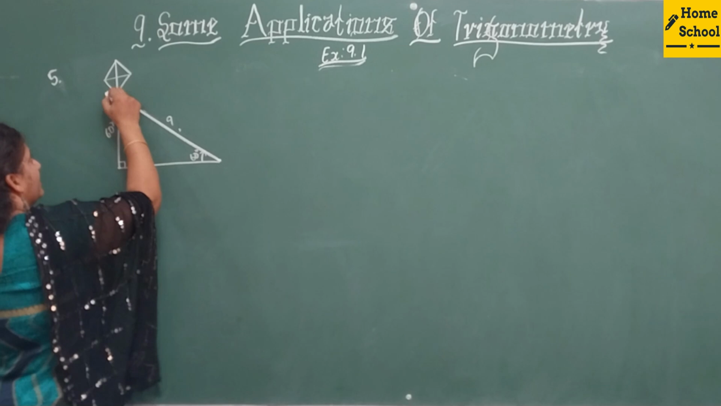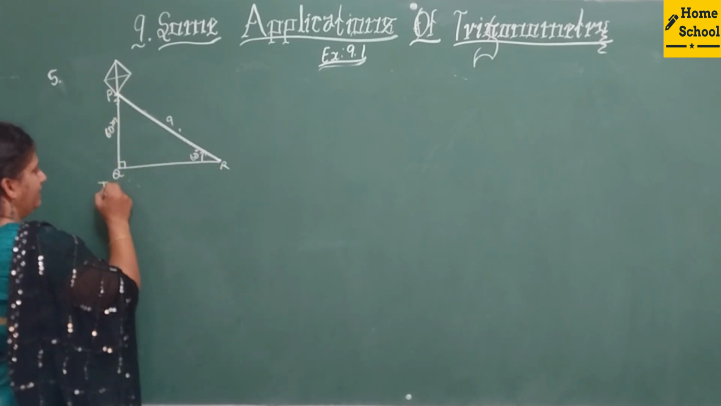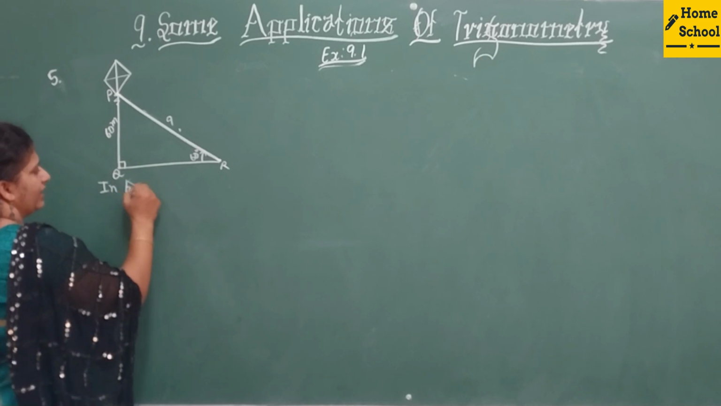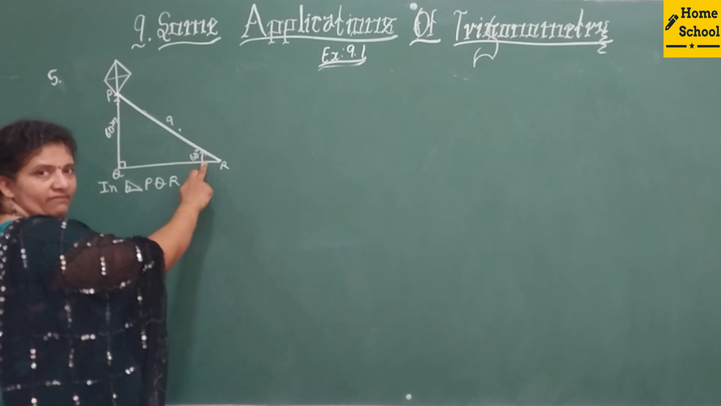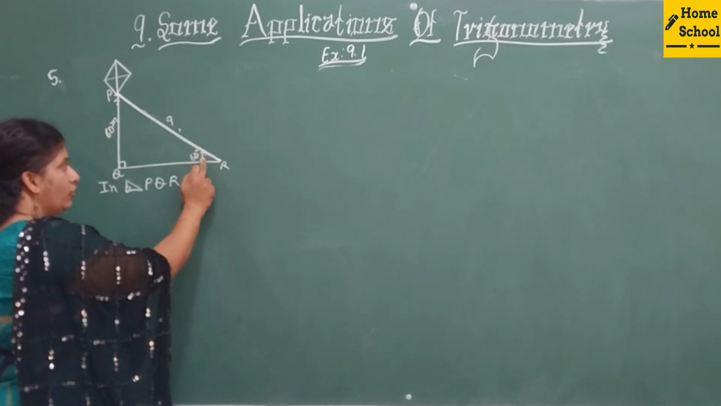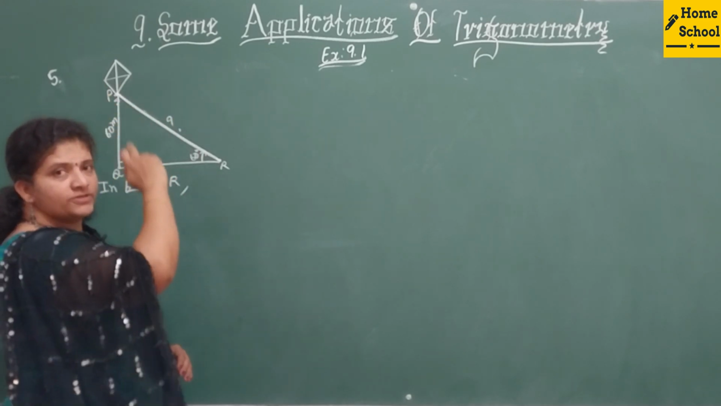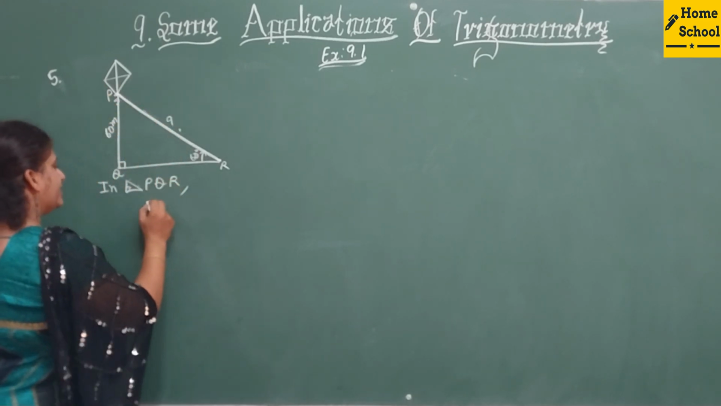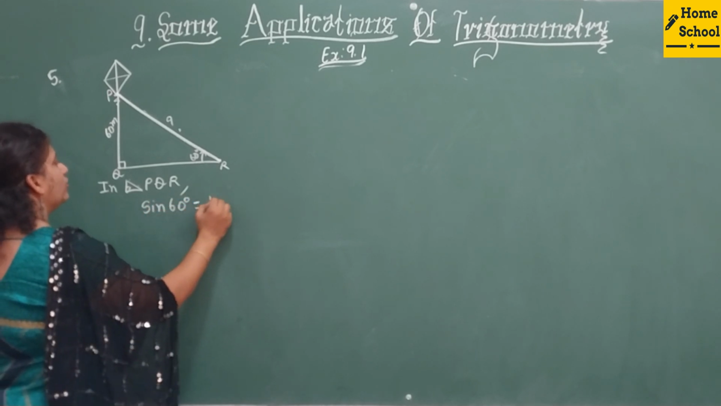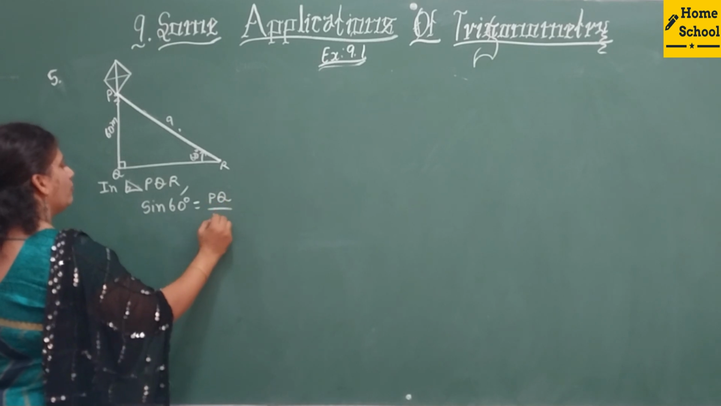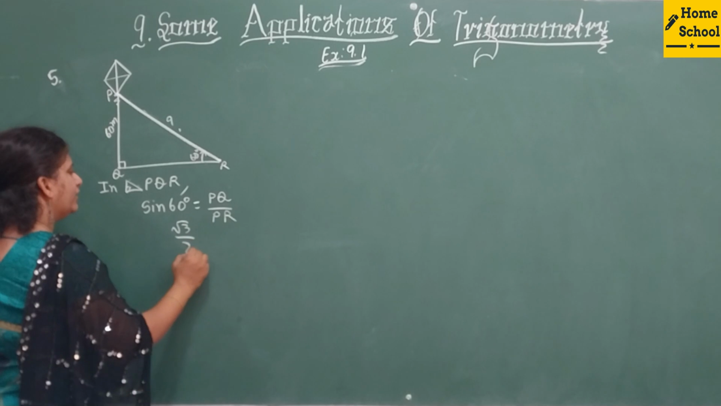So, let us take PQR. In right triangle PQR, acute angle theta value is 60 degree. We know the opposite side. We need to find the hypotenuse. Opposite and hypotenuse means sine ratio. Sine 60 degree is equal to opposite PQ by hypotenuse PR. Sine 60 value is root 3 by 2.